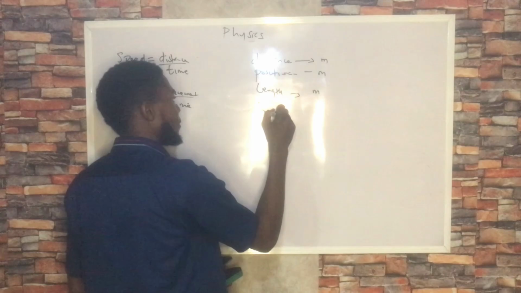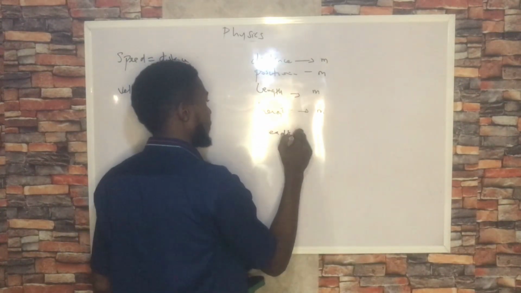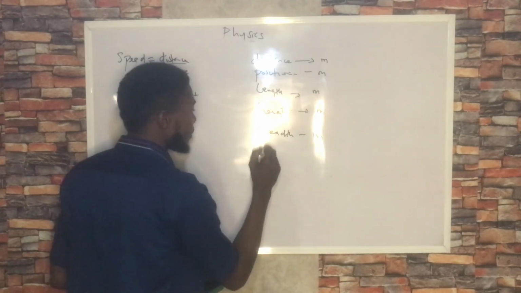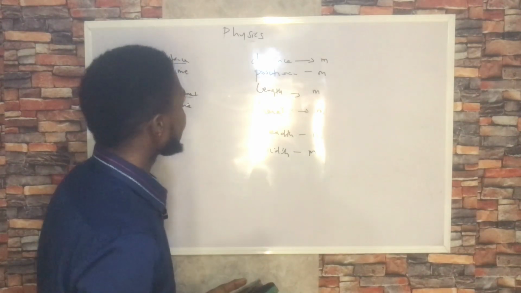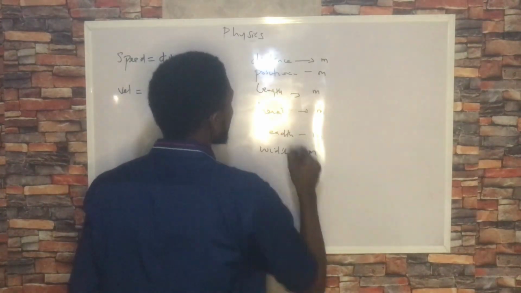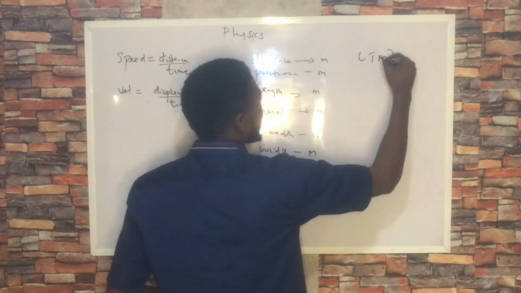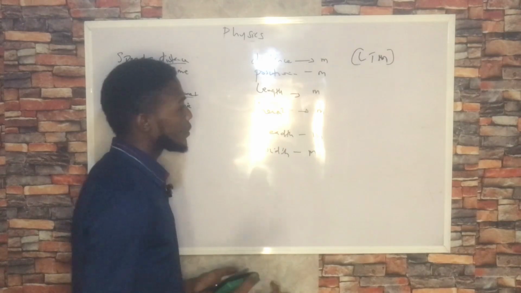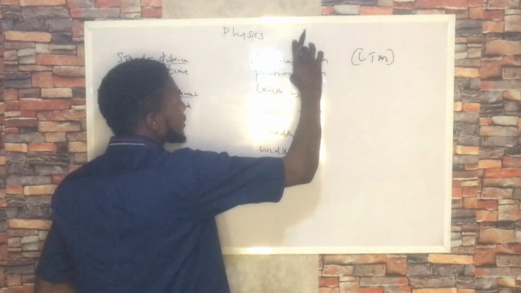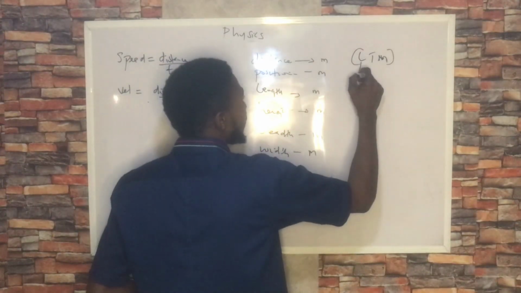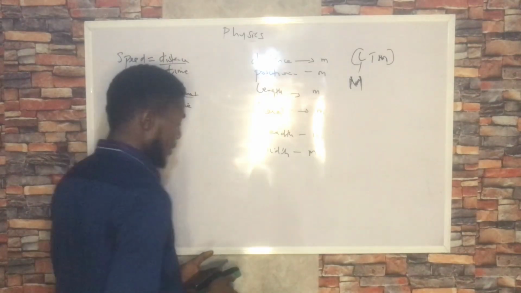Height, in meters. Breadth, in meters. Width, in meters. You get it now. So in this case, we talk about the LTM principle, as most people call it, for dimension, or simply dimension. If length and distance have the same meaning, it is safe to say length is measured in meters. So please take note of that.